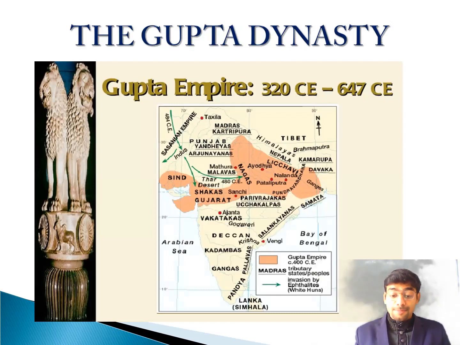The Gupta dynasty. The Kushanas ruled till about AD 230. Sri Gupta, a local chief of Magadha under the Kushanas, founded the Gupta dynasty in the 3rd century AD. The dynasty reached the height of its glory in the 4th century AD under great rulers like Chandragupta I, Samudragupta, and Chandragupta Vikramaditya. So we will talk about these three rulers now.